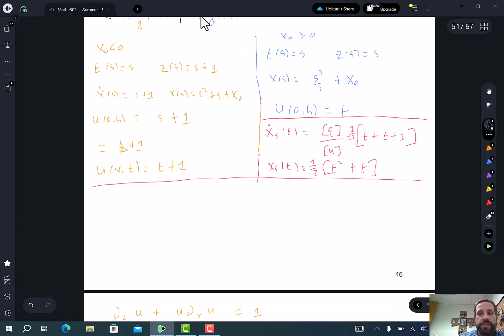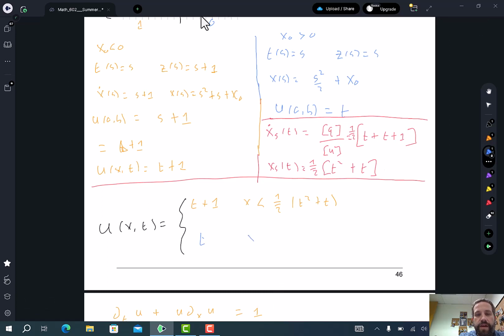So then u of x, t is going to be equal to t plus 1 when x is less than 1/2 t squared plus t, and it's going to be equal to t when x is greater than 1/2 t squared plus t. And here we have it, a very strange problem, but that's the solution, or that's a solution. And I think for certain physical situations, at least the type that we're thinking about, it's the one that makes sense.